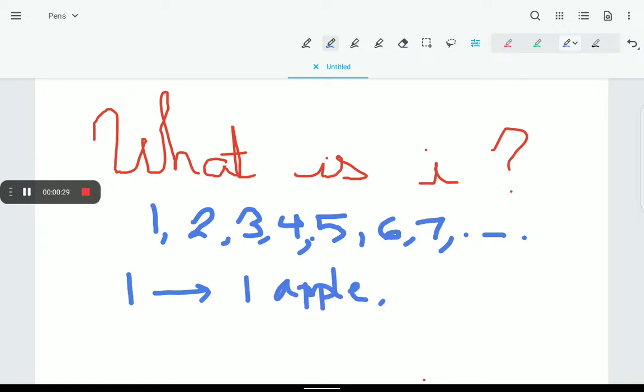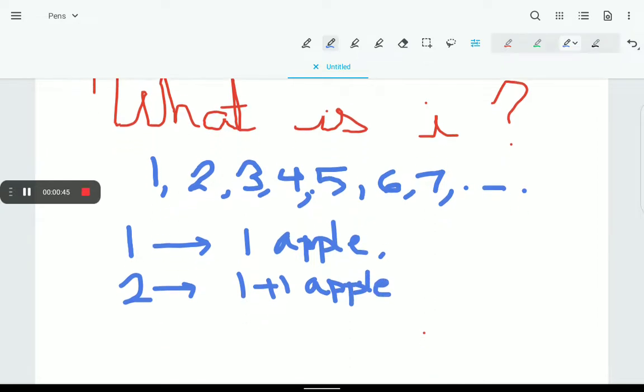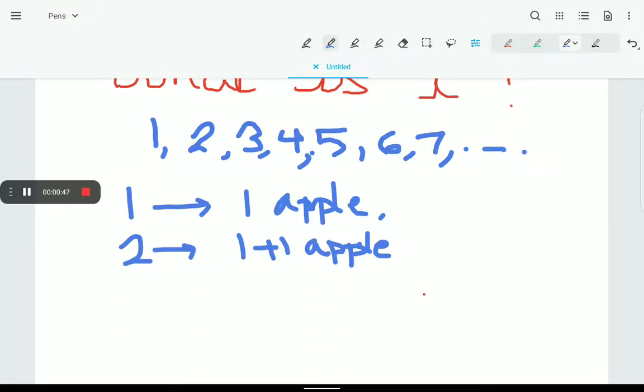or we may say 1 cat or 1 dog. By 2, generally we interpret it as 2 apples, that is 1 plus 1 apple. By 3, we generally interpret it as 3 apples or 3 dogs, or that kind of intuition we have.